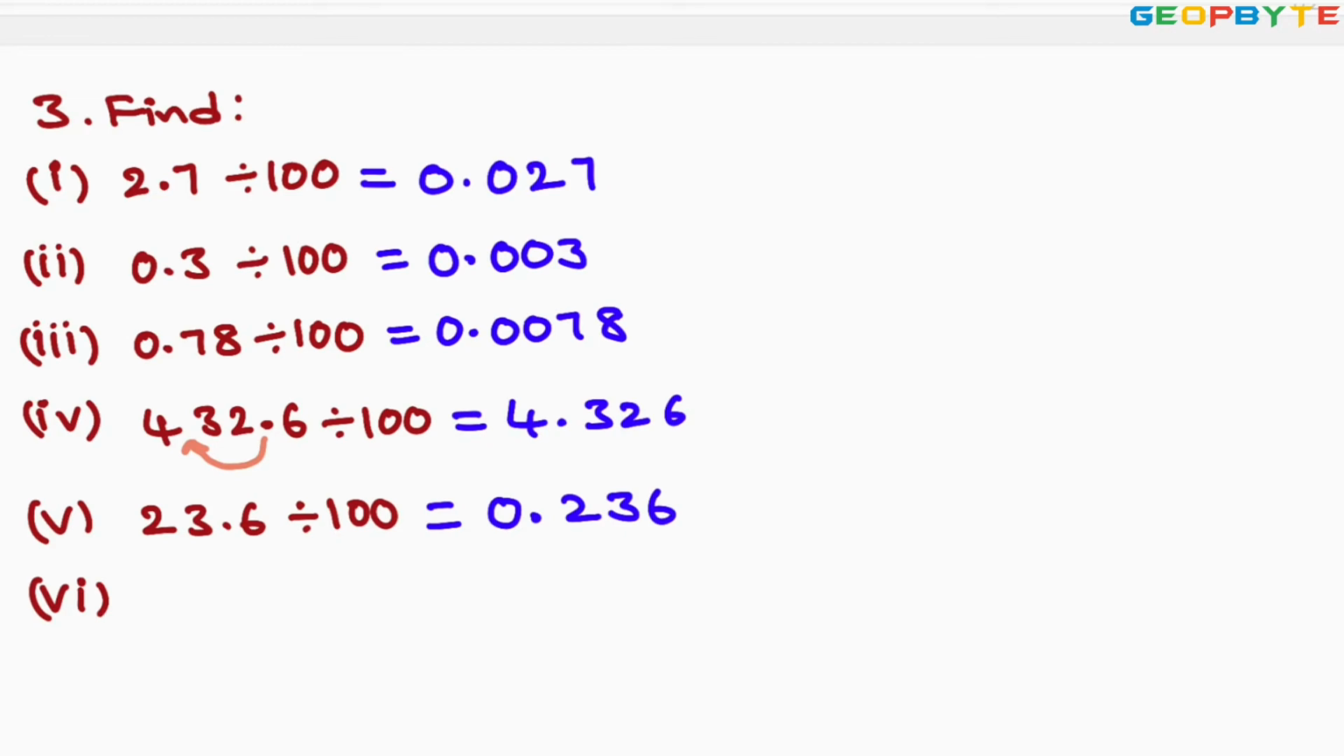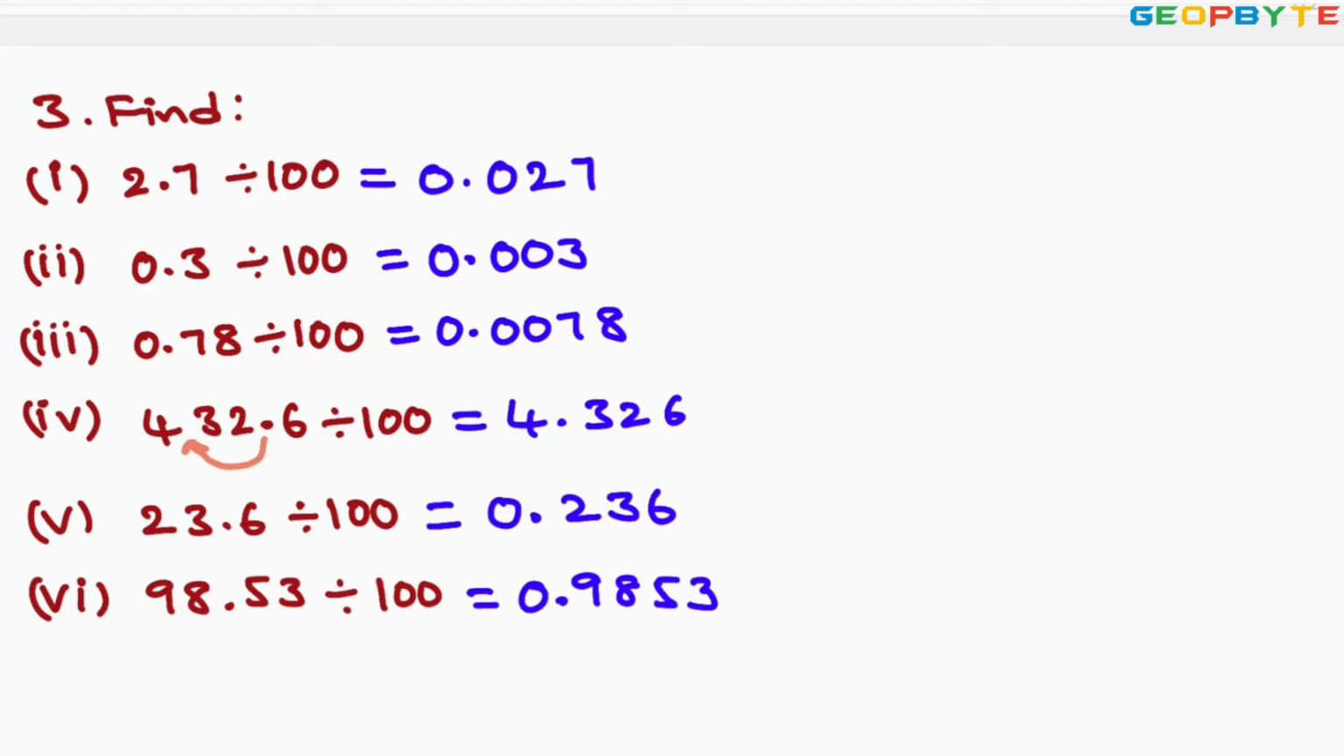Next, sixth one. 98.53 divided by 100. On dividing a decimal by 100, the decimal point is shifted to the left by 2 places. We have 98.53. If we shift the decimal point towards left by 2 places, then we'll be getting 0.9853.